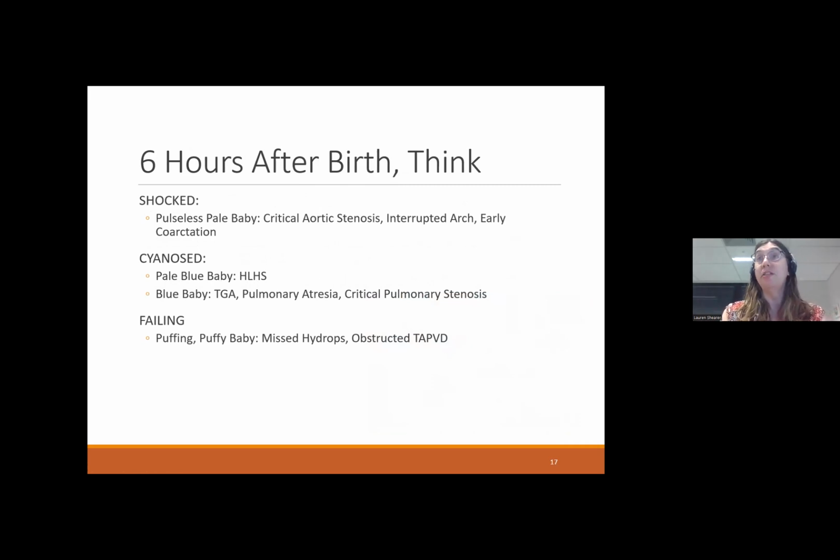So transposition of the great arteries will often present with a fully conscious baby with saturations that are unrecordable. Pulmonary atresia and critical pulmonary stenosis will have a duct-dependent pulmonary circulation. And then very occasionally we'll have a child who's failing early after birth. This might be a case of missed HLHS, but occasionally things like obstructed total anomalous pulmonary venous drainage will present with pulmonary edema soon after birth, after we first start to try and use the lungs.